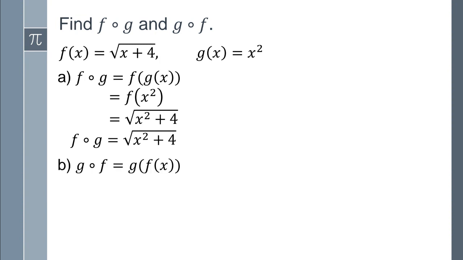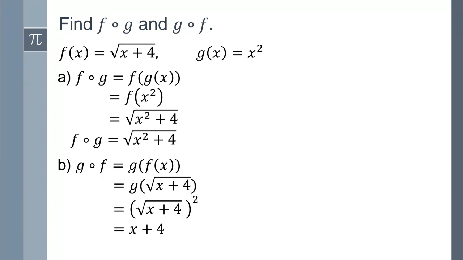How about g composed of f, okay? Everywhere I see x for x squared, I'm going to plug in the square root of x plus 4. So we have the square root of x plus 4, squared. Okay, on this one, I can simplify. The square will eliminate the square root, leaving me with just x plus 4.